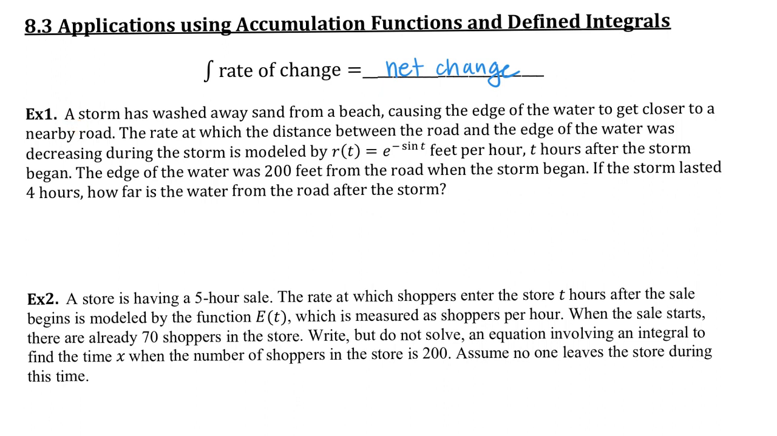So example 1: a storm has washed away sand from a beach, causing the edge of the water to get closer to a nearby road. The rate at which the distance between the road and the edge of the water was decreasing during this storm is modeled by R of t equals e to the negative sine t feet per hour, t hours after the storm began. The edge of the water was 200 feet from the road when the storm began. If the storm lasted 4 hours, how far is the water from the road after the storm?